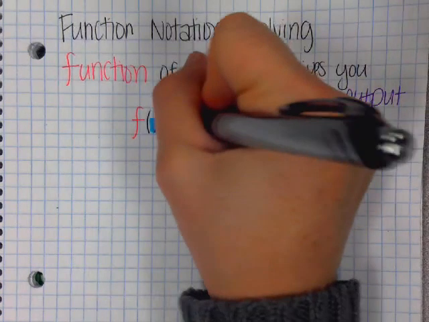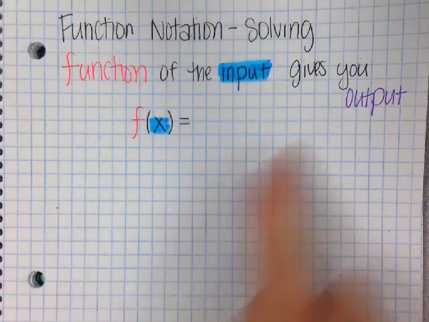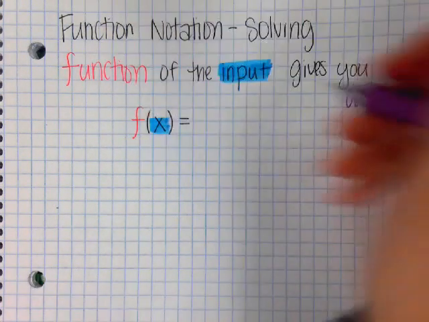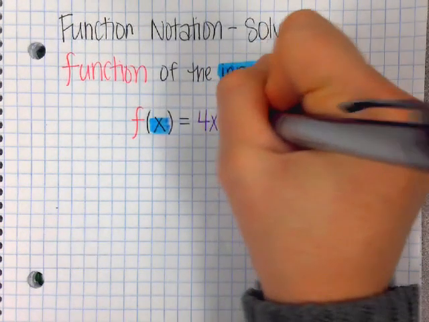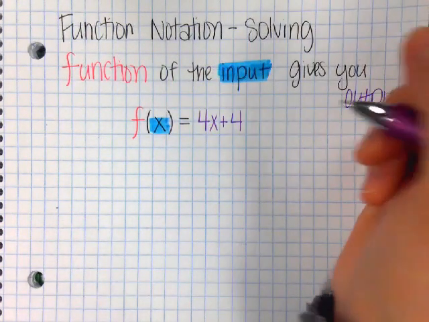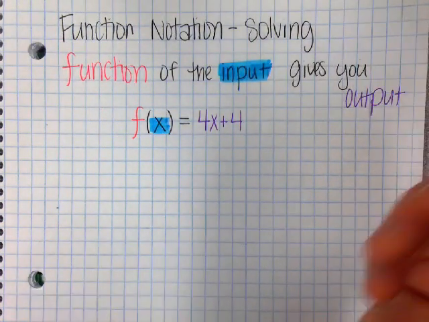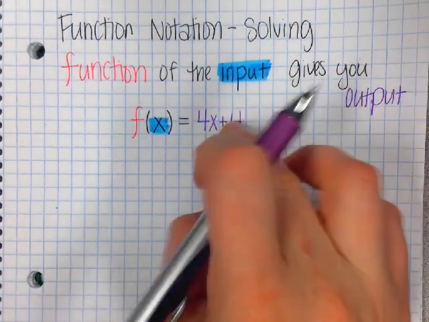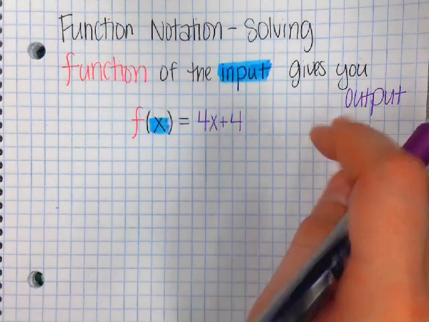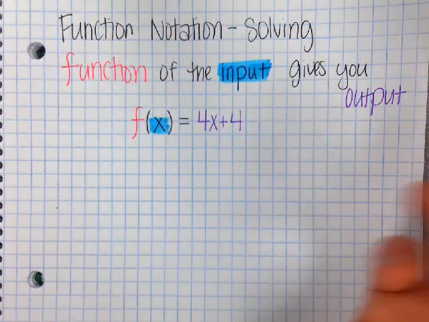equals, and then all of this part is the output, or what gives you the output. So 4x plus 4. That's how you find the output. Remember, we use the process column to help write this equation. So this part is going to give you the answer.